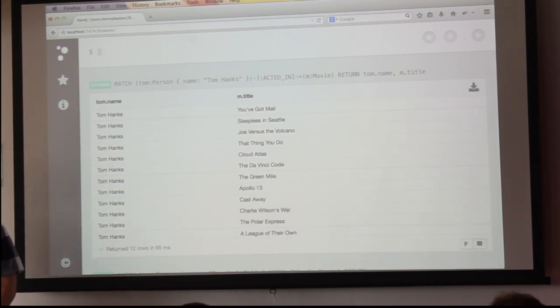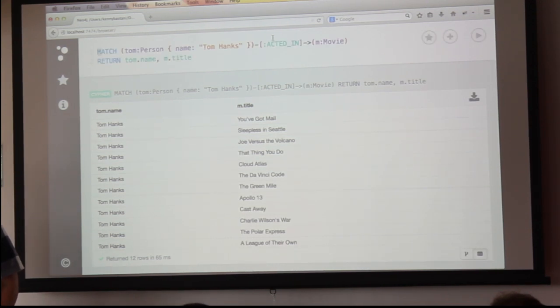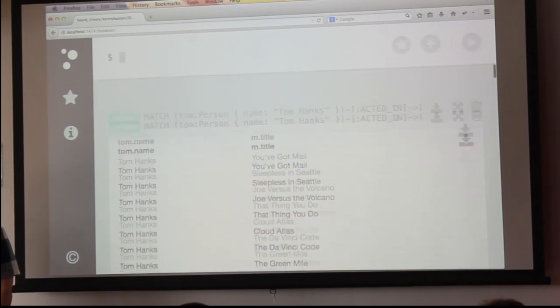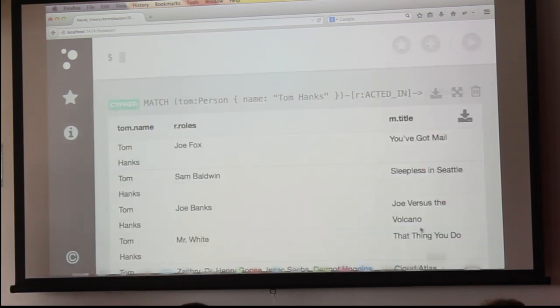Too, we can see what roles Tom Hanks played in these movies by adding r on the relationship and then returning back r.roles, which is a collection, an array. So then you can see the role that he played in the movie. So that's the basic idea of a graph database, Neo4j, and some examples of how you're actually querying this graph data.